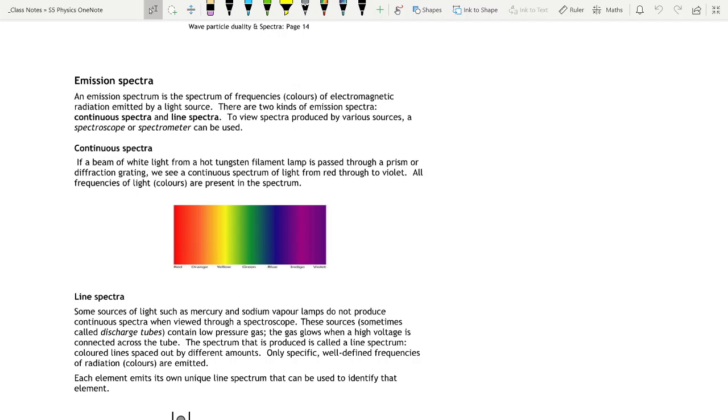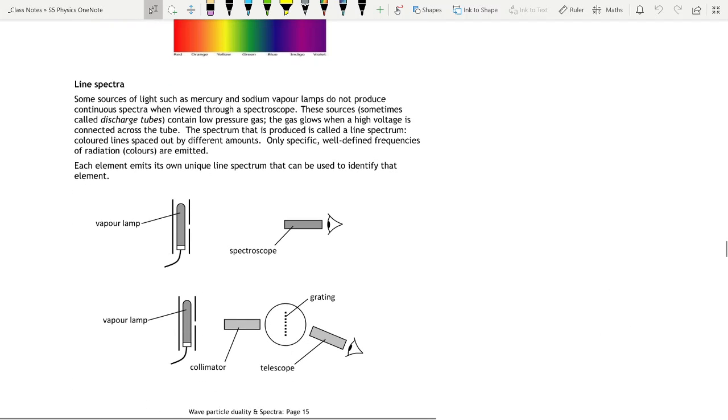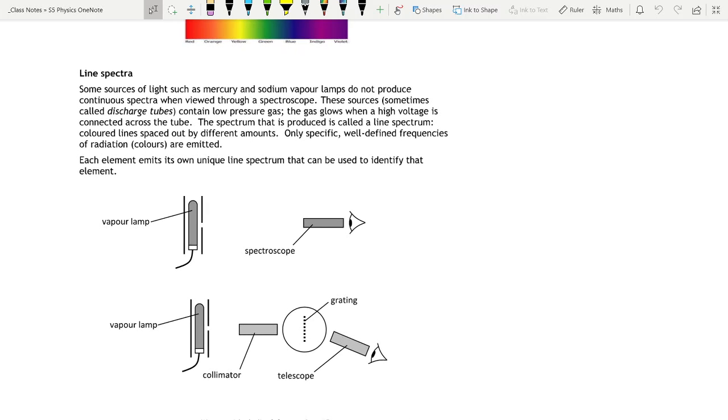And the line spectra, what we've just been looking at. Some sources of light, such as mercury and sodium vapors, do not produce the continuous spectrum, but they produce light at certain frequencies. Some of them were blues and greens. These sources, sometimes called discharge tubes, contain low pressure gas, and the gas glows when a high voltage is connected across the tube.